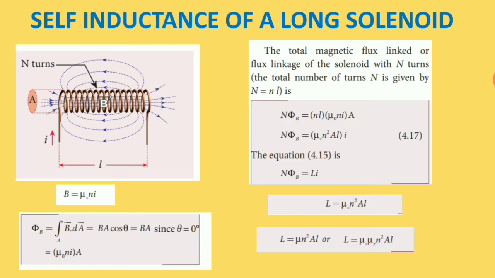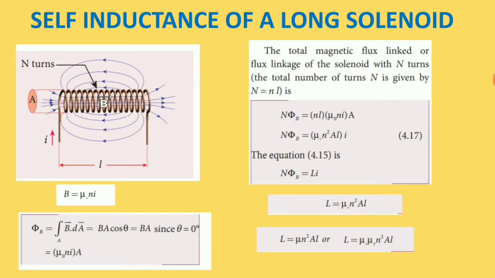The magnetic flux passing through each turn is phi B, equal to the integral of B vector dot dA vector, which is equal to BA cos theta. Since theta is equal to 0 degrees, BA cos 0 is equal to BA. So phi B is equal to mu 0 n I A.